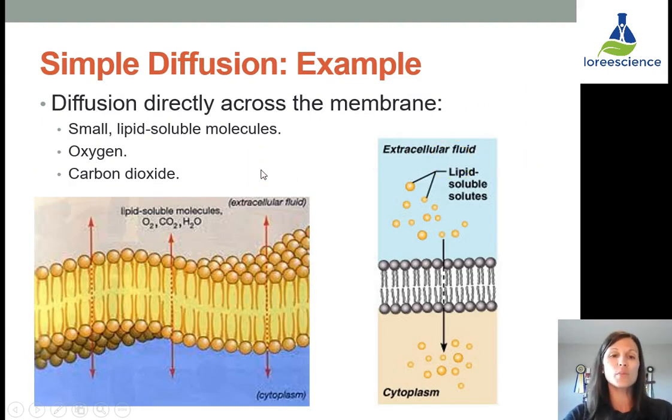An example of simple diffusion is when particles move directly across the membrane, such as small lipid-soluble molecules, oxygen and carbon dioxide. Those molecules can move through because they are so small. There is the odd chance that water will move through, but not enough moves through to say that water moves via simple diffusion.